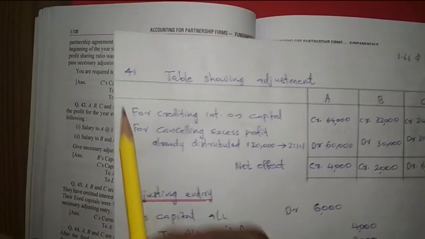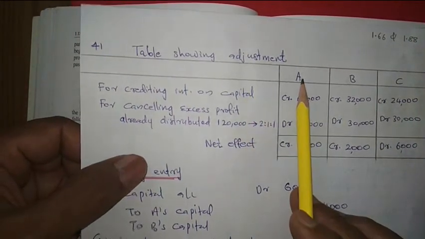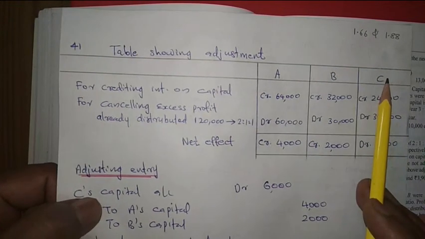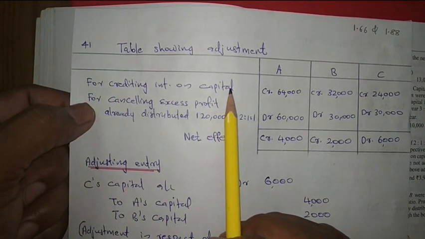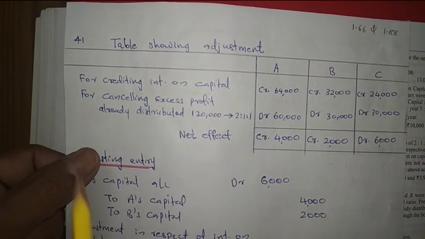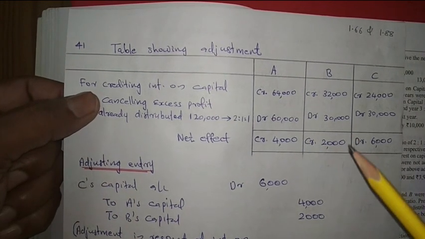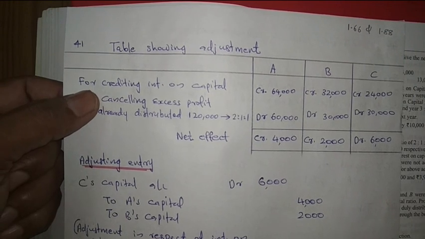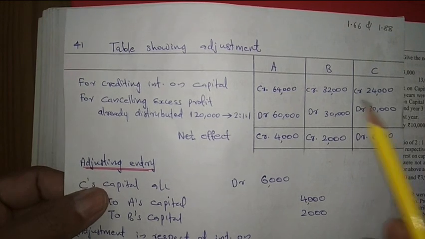Question 41. Here is a table showing adjustments. For the partners, I have given columns A, B, C, as there are 3 partners. First of all, I have written crediting interest on capital. In the question it is mentioned that they omitted to give interest on capital. So we have to credit interest on capital to the partners' capital accounts, that is, take it on the credit side of their capital accounts. Whenever we take interest on capital on the credit side, it is known as crediting.